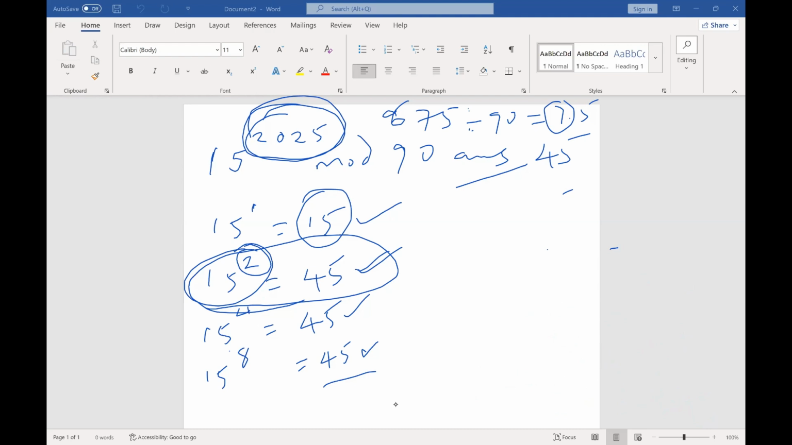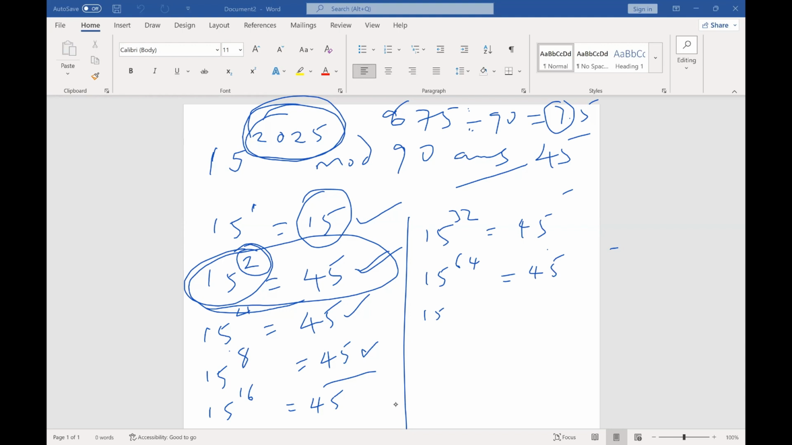Now we had reached here. When you square this, you have 15 raised to 16, and 45 squared will give you again 45. Square that, you have 15 raised to 32. 45 squared will give you 45. Remember, we are working modulo 90, so you're only writing the remainder. Is that okay? Square again, you have 15 raised to 64, and that squared will give us 45.